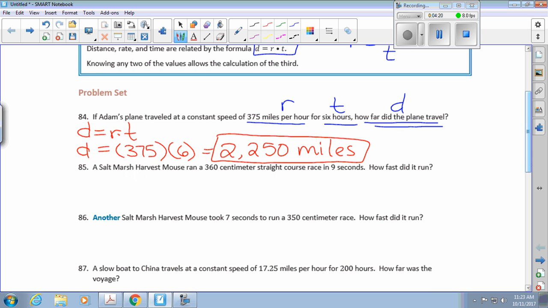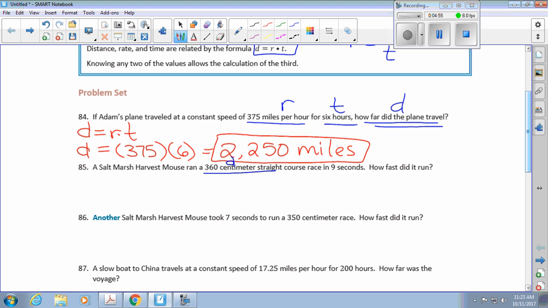It says a salt marsh harvest mouse ran a 360 centimeter straight course race in 9 seconds. How fast did it run? What can I underline there? Jonathan? 360 centimeters. Very good. And that would be our what, Jonathan? Jonathan just threw his voice to the other side of the room. Just kidding. So 360 centimeters is our distance. What else can I underline? Christoph? 9 seconds. Very good.